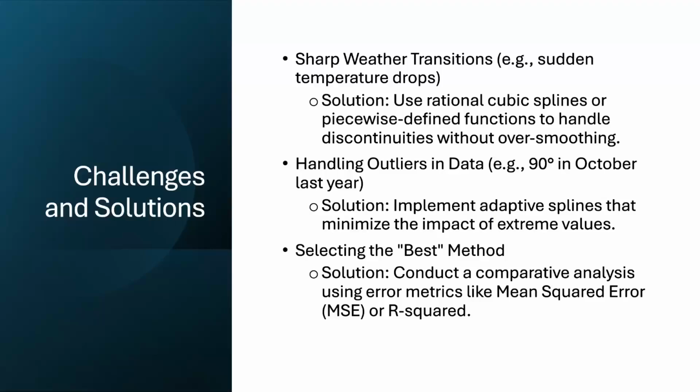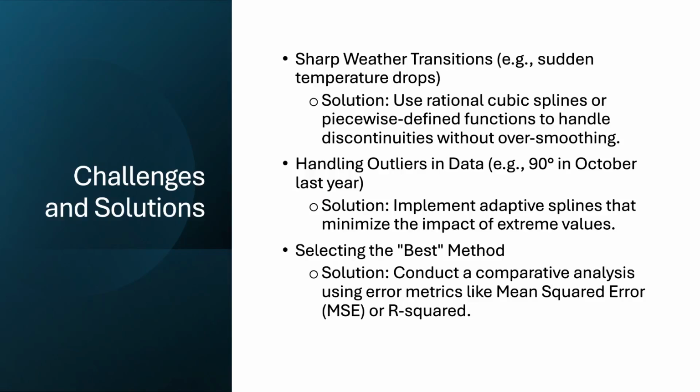One of the first challenges we had was sharp weather transitions, like when there's a 20-degree drop, for example, day to day. And the solution for this was using rational cubic splines or piecewise defined functions, which allowed us to handle those discontinuities and smooth it out.